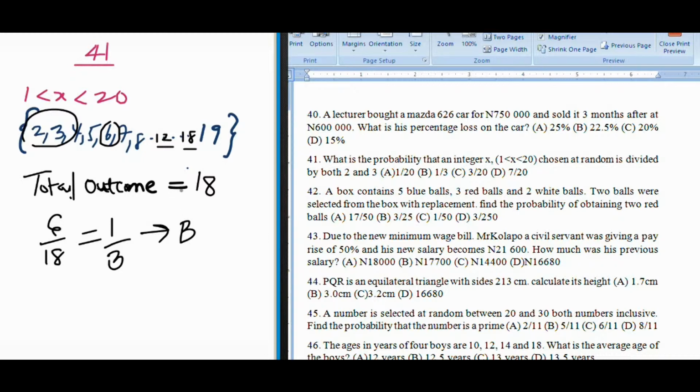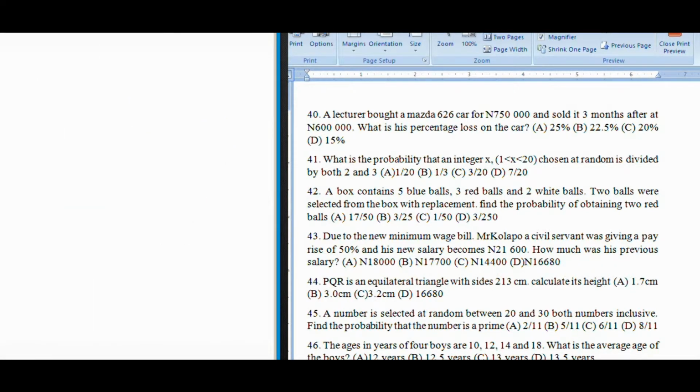The next question is, a box contains 5 blue balls, 3 red balls, and 2 white balls. Okay? Find the probability of obtaining 2 red balls. 2 balls were selected from the box with replacement.